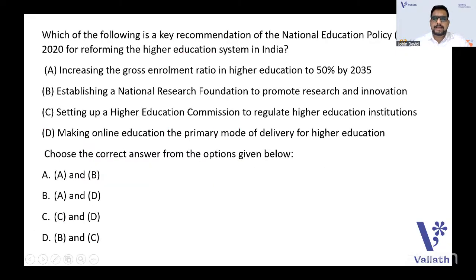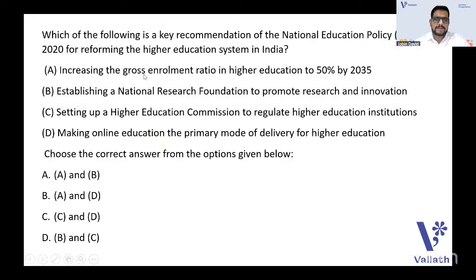Which of the following is a key recommendation of the National Education Policy 2020 for reforming the higher education system in India? NEP 2020 is very important, and they can ask questions from it. Increasing the gross enrollment ratio in higher education to 50% by 2035. Establishing a national research foundation. Setting up a higher education commission to regulate higher education institutions. Making online education the primary mode of delivery for higher education. Which is the option that you think will be the correct one? Is it A and B, A and D, C and D, or B and C?